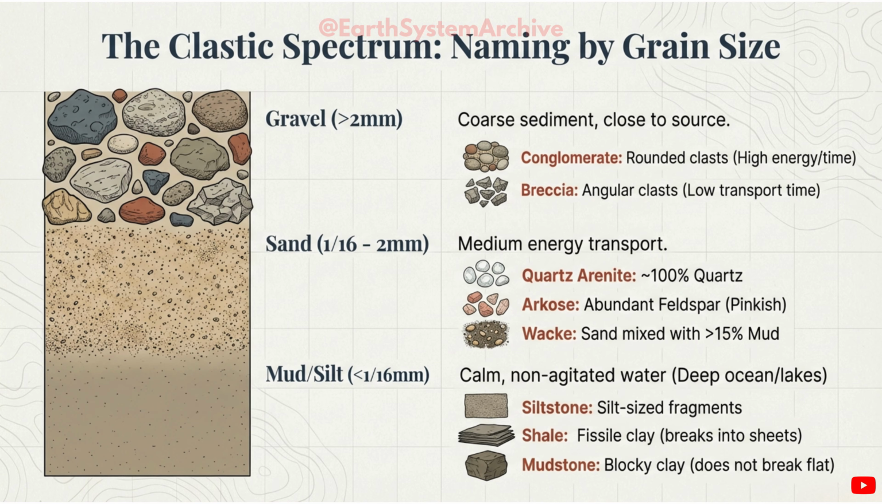C. Mudrocks. Mudrocks are fine-grained clastics, like siltstone and shale. Siltstone has silt-sized grains. Shale has clay-sized particles and breaks into thin, flat fragments. Mudstone is like shale, but does not split into thin layers. Fine-grained clastics deposit in low-energy, non-agitated water, like deep ocean basins and lakes. Organic-rich shales are major petroleum source rocks.